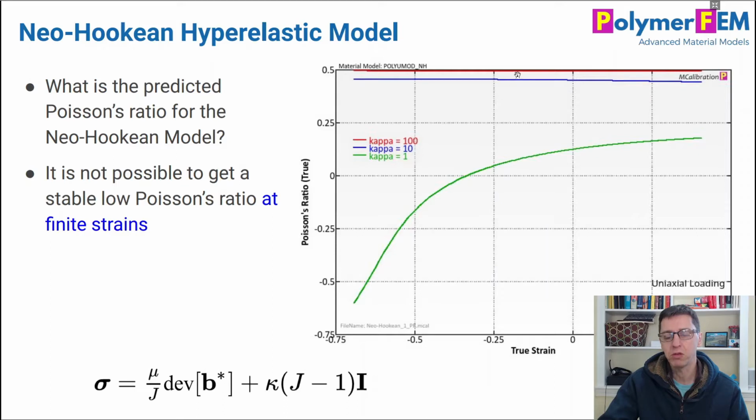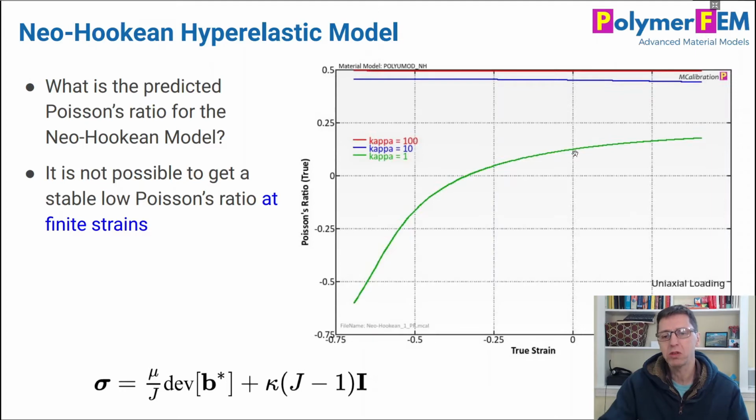If bulk modulus is 100, then of course the material is almost incompressible all the time. Not really good for a foam. Kappa equal to 10 is still too high. This is a very high Poisson's ratio and often is not suitable for soft foams. So then I started to go down. How about if kappa is equal to 1, which is equal to the shear modulus? Well, at small strain, you'll get a Poisson's ratio that is about 0.1 or 0.15. And that's pretty common for many of these soft foams.